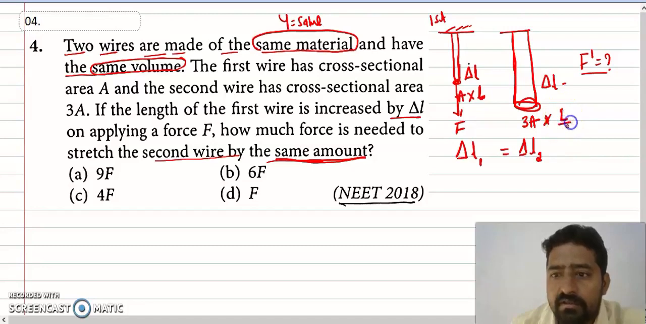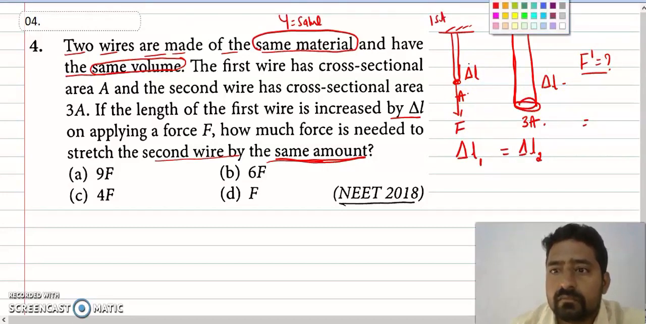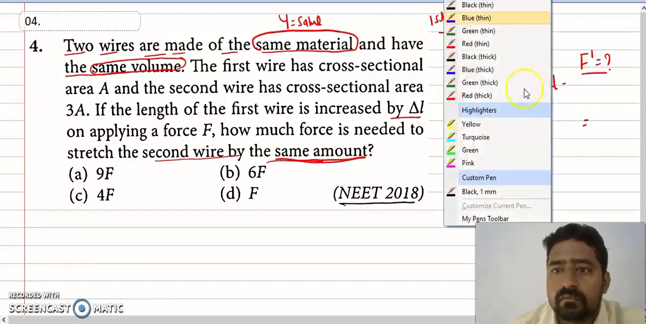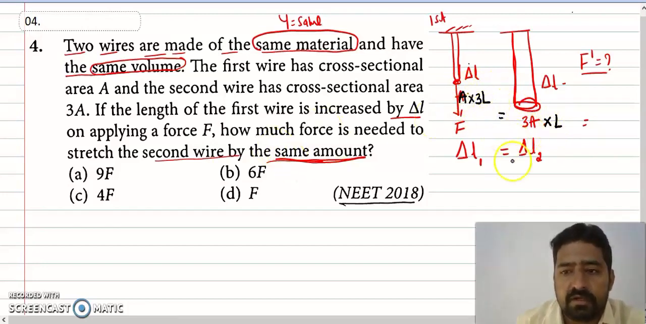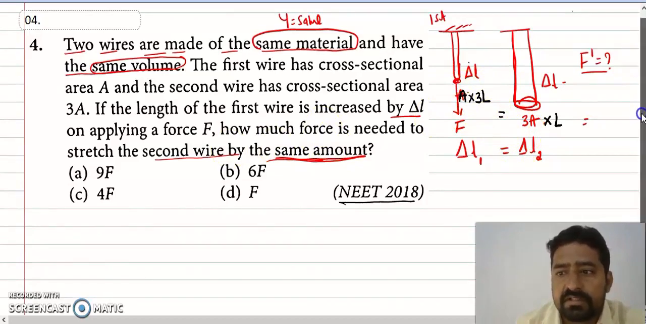ಹಾಗಾದ್ರೆ ಇಲ್ಲಿ ಏನಾಗುತ್ತೆ, ಇದ್ರದ್ದು ಲೆಂತ್ L/3. ಲೆಟ್ಸ್ ಸಿ ದ ಸೊಲ್ಯೂಷನ್. ಏರಿಯಾ A ಇಂಟು ಲೆಂತ್ ಇಸ್ ಈಕ್ವಲ್ ಟು, ಇಲ್ಲಿ 3A ಇಂಟು L/3, ವಾಲ್ಯೂಮ್ ಸೇಮ್ ಆಯ್ತು. ಈಗ ಎಕ್ಸ್ಟೆನ್ಷನ್ ಸೇಮ್ ಅಂತ ಆಗಿದೆ, ಸೊ ಲೆಟ್ಸ್ ಸಿ ದ ಸೊಲ್ಯೂಷನ್ ಫಾರ್ ದ ಪ್ರಾಬ್ಲಮ್.